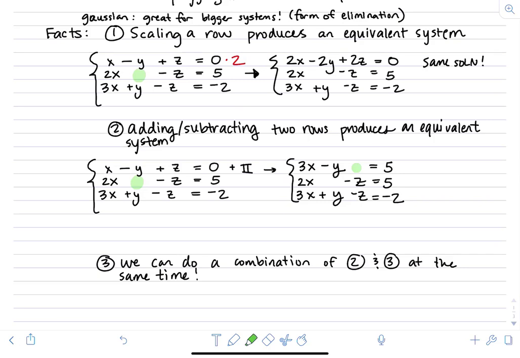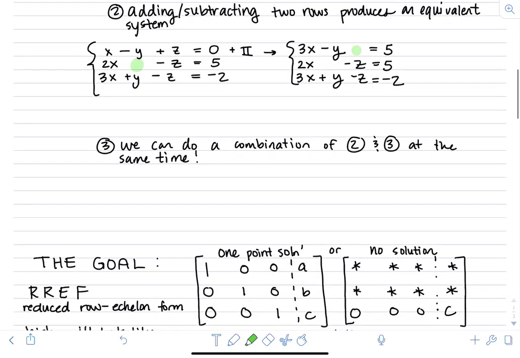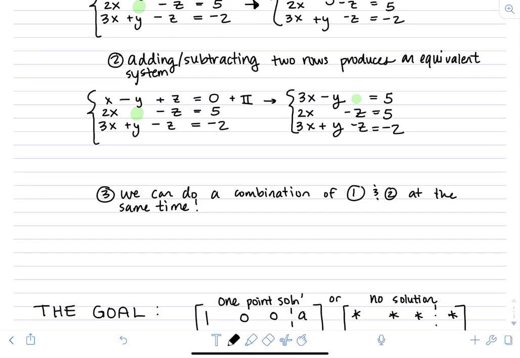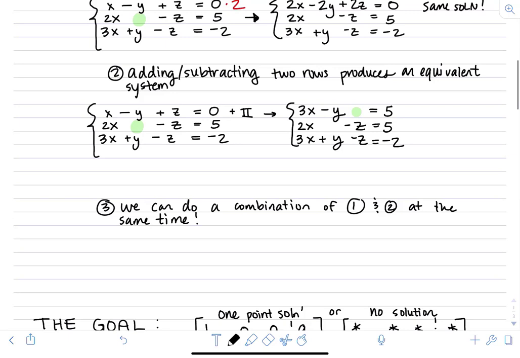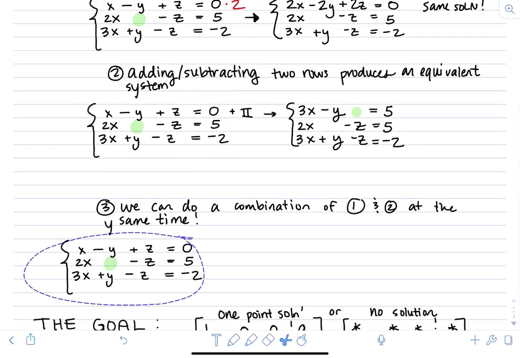So that kind of tips my hand at where we're headed with this. We can do a combination of 1 and 2 at the same time. So what we can do is say, well, I'll take my original system. Let's take the original system here.